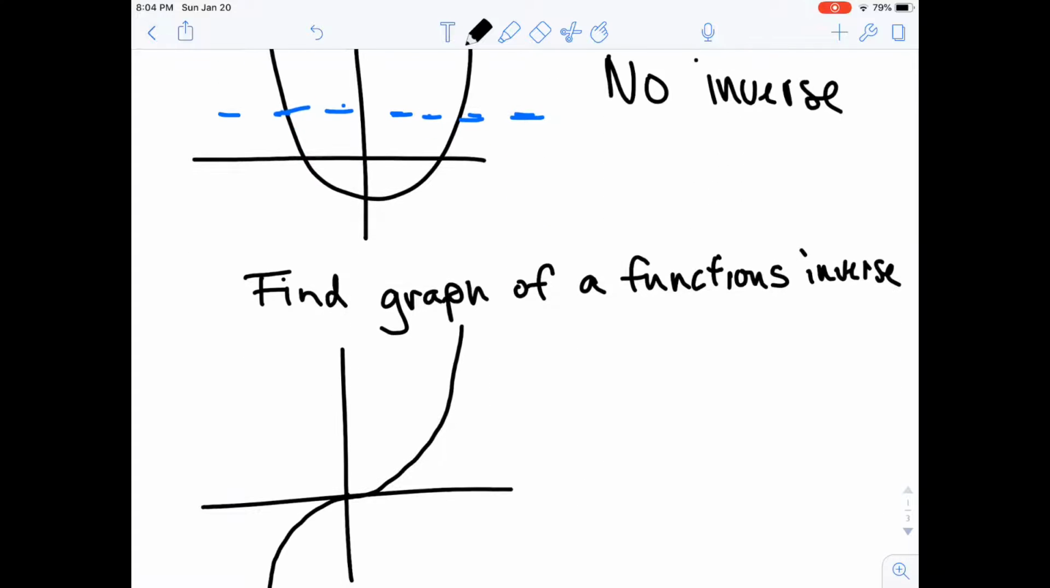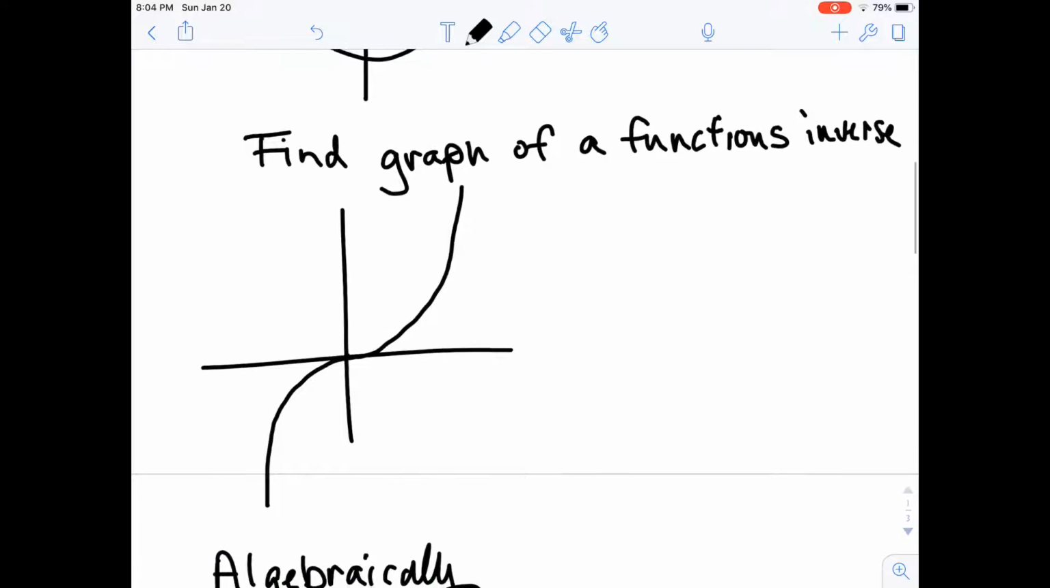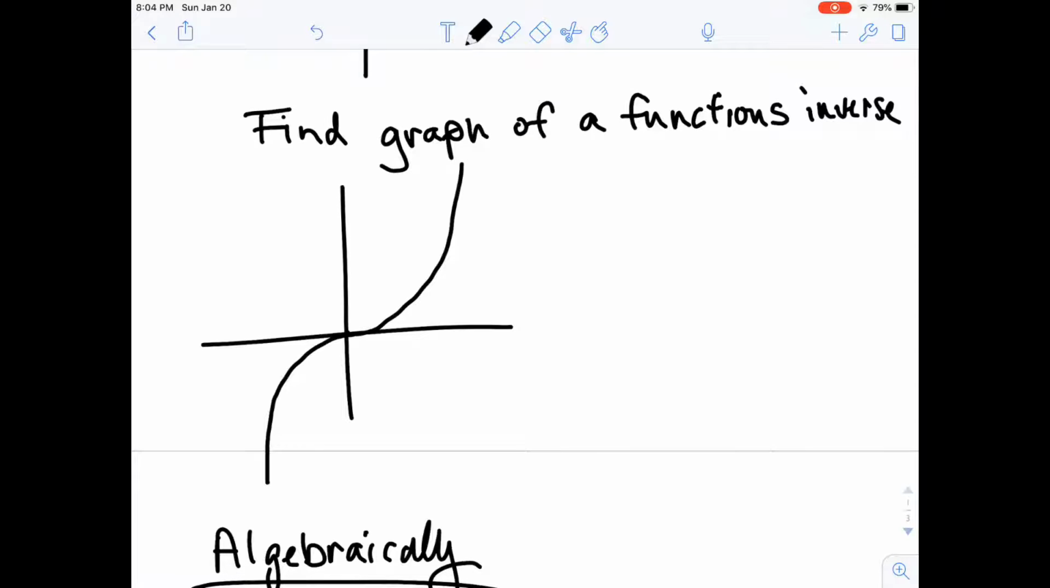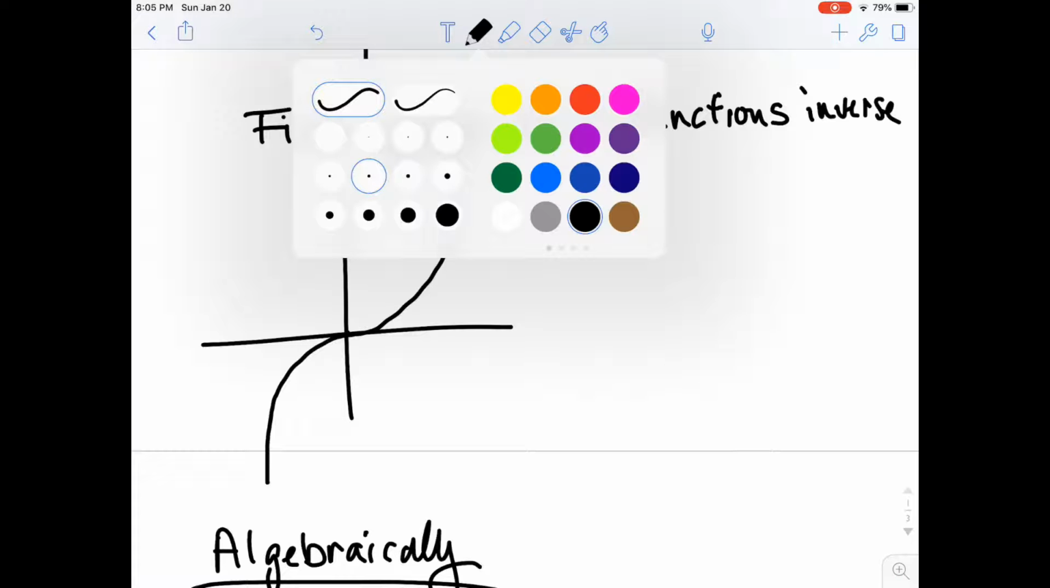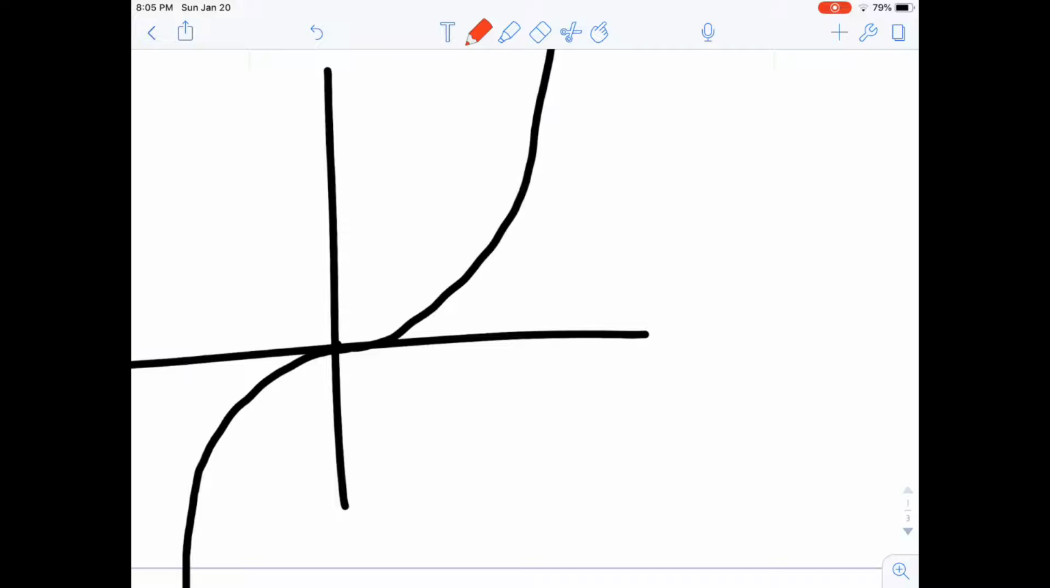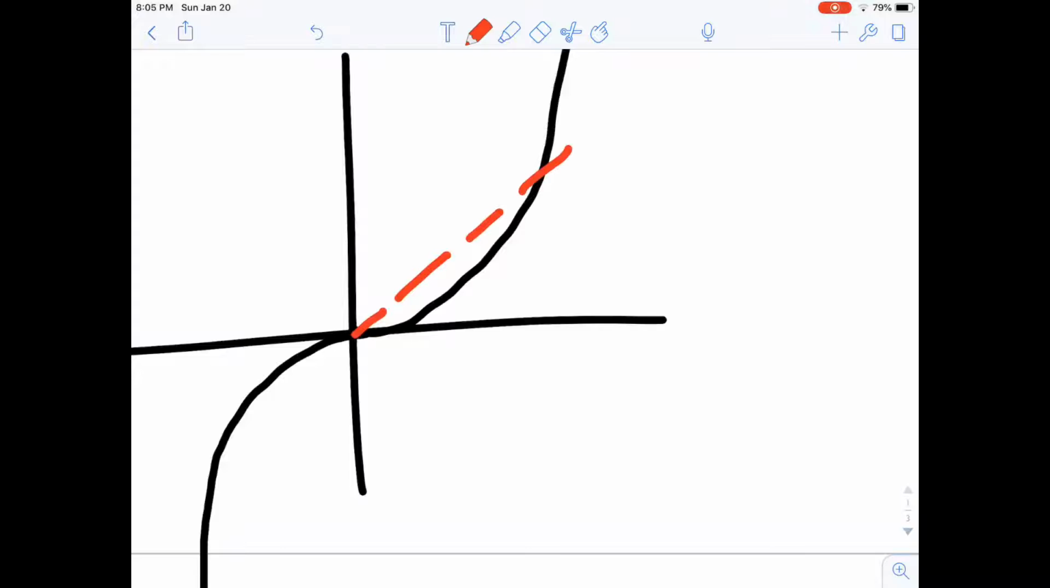Now, find the graph of the inverse of a function. This is a little weird how you do this. Basically, you have to remember back to geometry and the idea of reflections. You're going to create a mirror image of something across a line of reflection. What's the line of reflection for an inverse? The line of reflection for an inverse is the line y equals x. So I'll draw a line. This red line is y equals x.